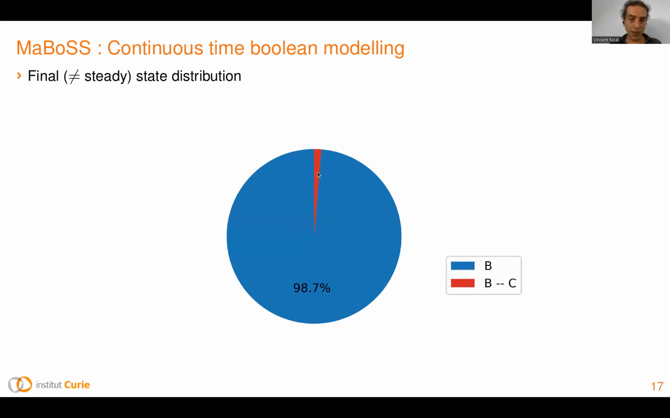So here, for example, we can see that at the end of our simulation, we have 98.7% of the time only B active, and we still have 1% and something of the time where both B and C are active, meaning that we didn't simulate long enough for the probability of C being active to become 0.